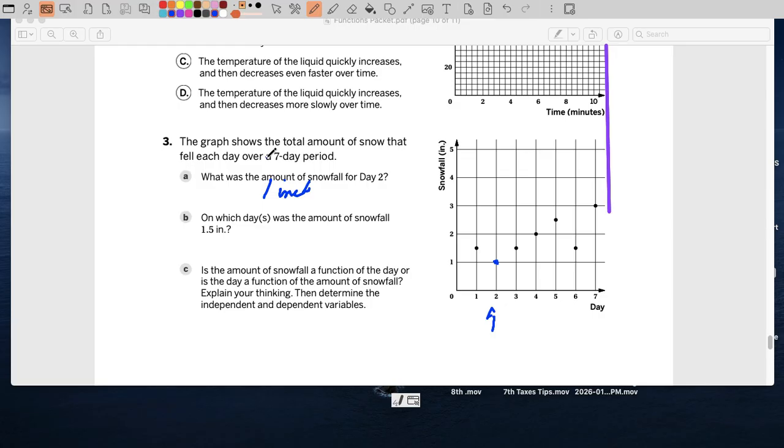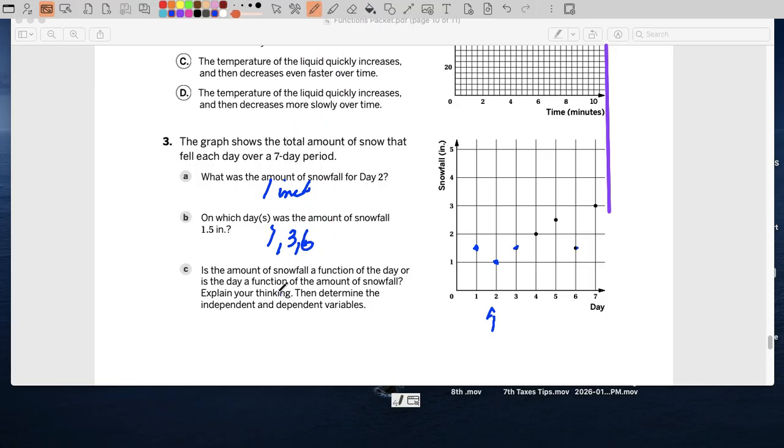Second one, on which day was the snowfall 1.5 inches? Well, 1.5 was this one here on day 1, day 3, and day 6. Sorry, day 6, not day 4, day 6.